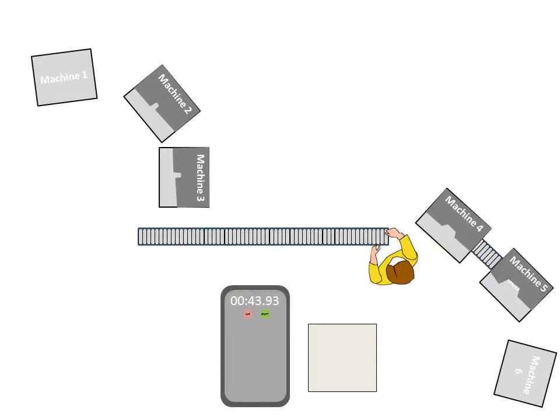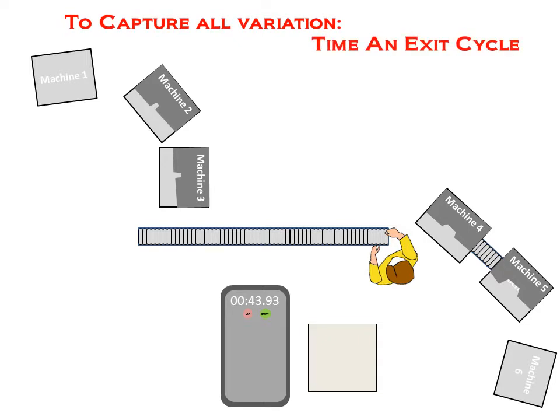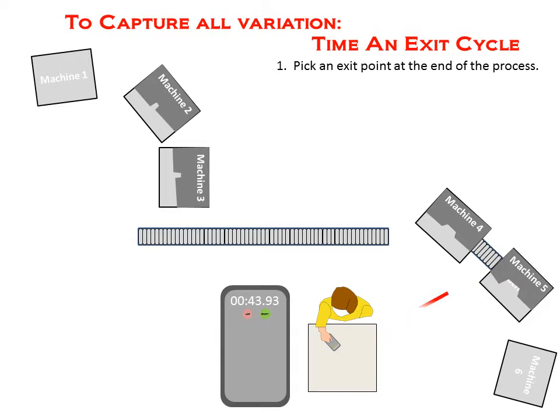To capture all the variation in the timing of the product or services coming from a process, time the exit cycles of that process. To do this, follow this procedure. First, pick an exit point at the end of the process. It might be when the product passes a certain point on a conveyor on its way to the next process, or perhaps when it's put into a container for transport.